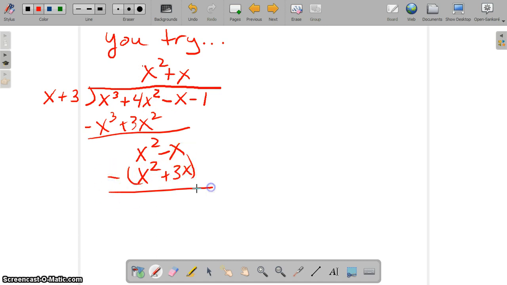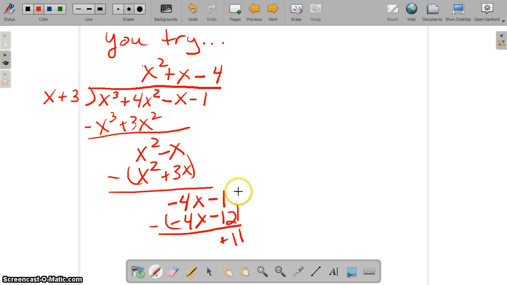Now I'm going to subtract that. That ends up being a negative 4x. Bring down the 1. X times a negative 4. This is negative 4x. Negative 4 times 3 is a negative 12. And when we subtract, we end up with, that's a positive. So this is going to be a positive 11. So our remainder is 11. So you should have gotten remainder 11 on that, and then you would put that over your divisor right here. And this is your answer.